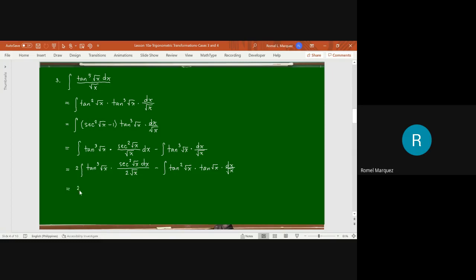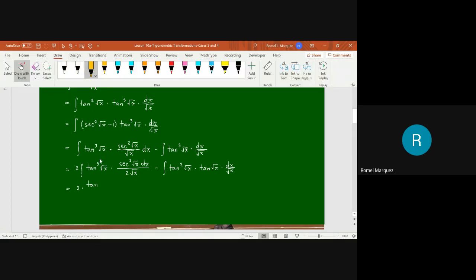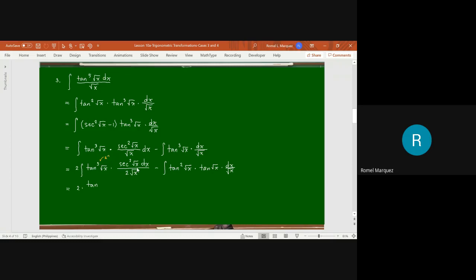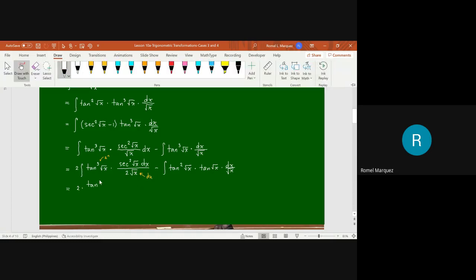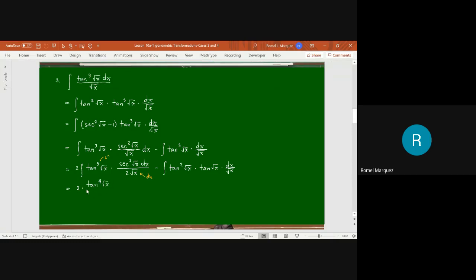So we have 2 times u to the n plus 1, and this is du. So again, this is u to the n, and this is the du. So u to the n plus 1 over n plus 1 minus, what about this second integral? So transform that. So we have secant squared of square root of x minus 1.